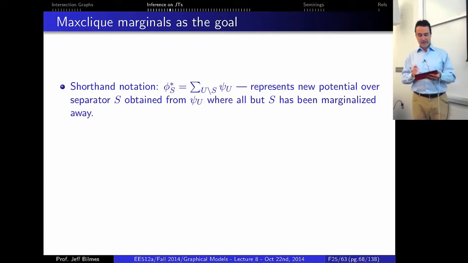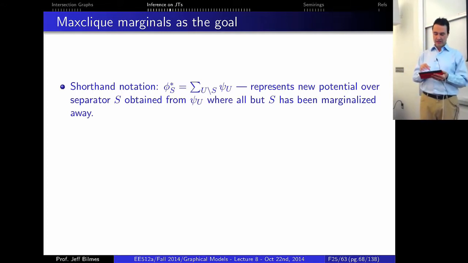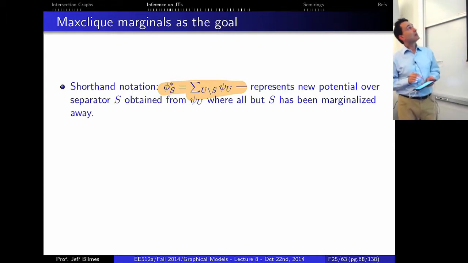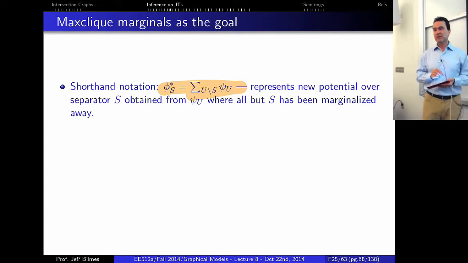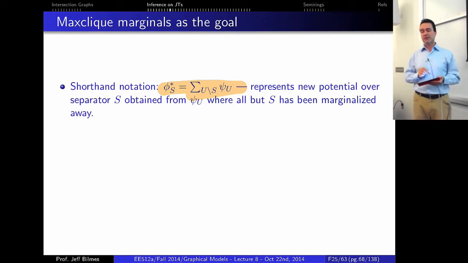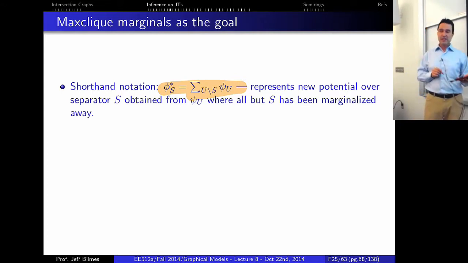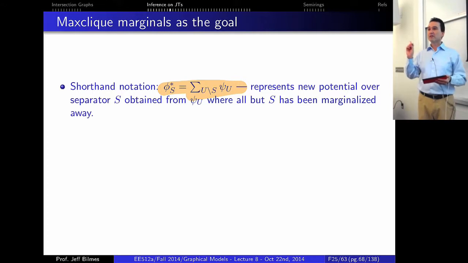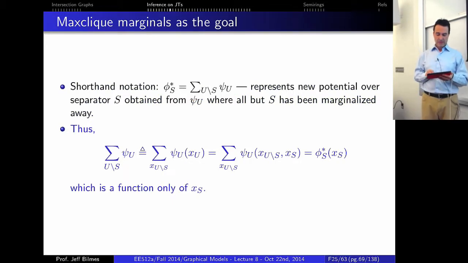We're also going to define a commonly used shorthand notation. This is something that tricks people up often when they first see it. But we're going to spend a bit of time talking about what this notation means because it's useful. It basically represents a new potential over a separator S obtained by marginalizing away from U that which is not in S. So here's what we really mean by this.